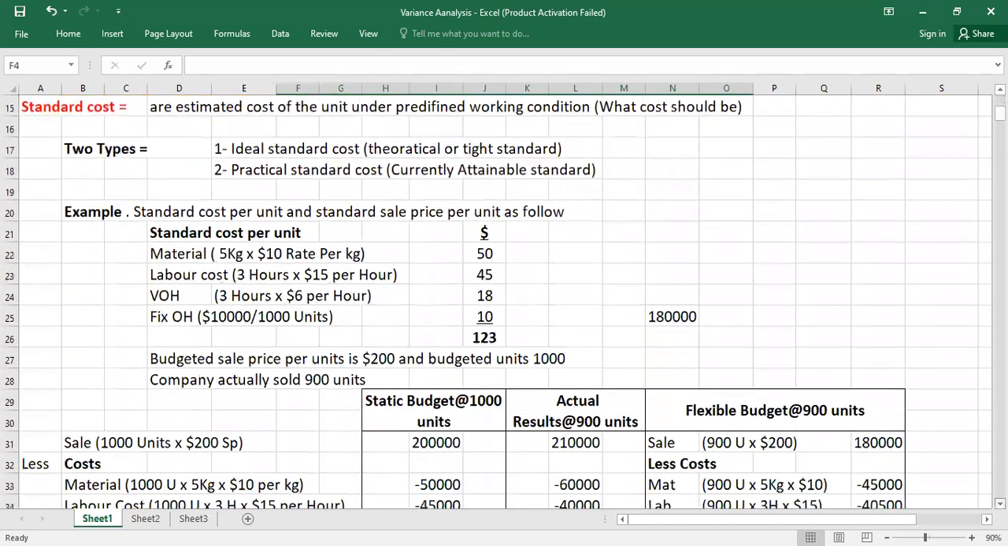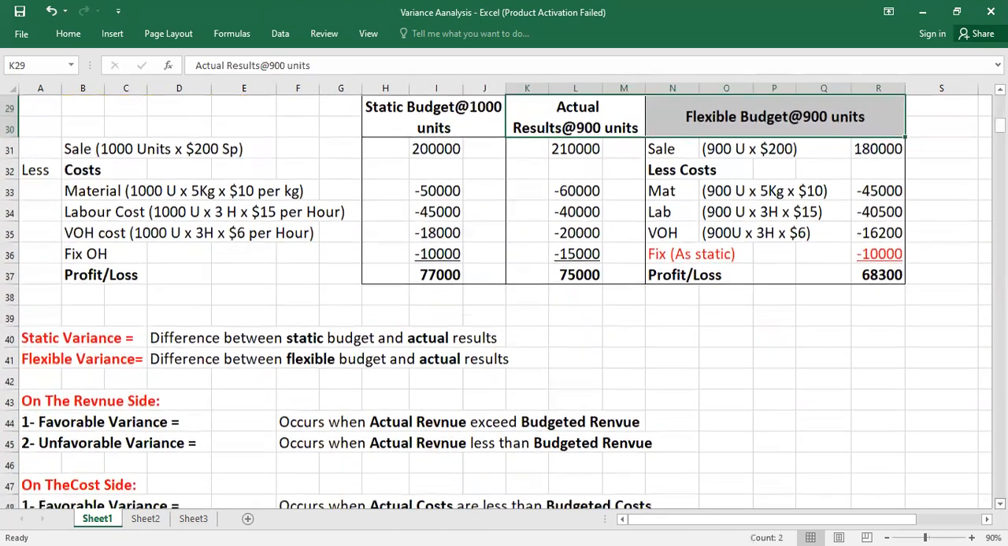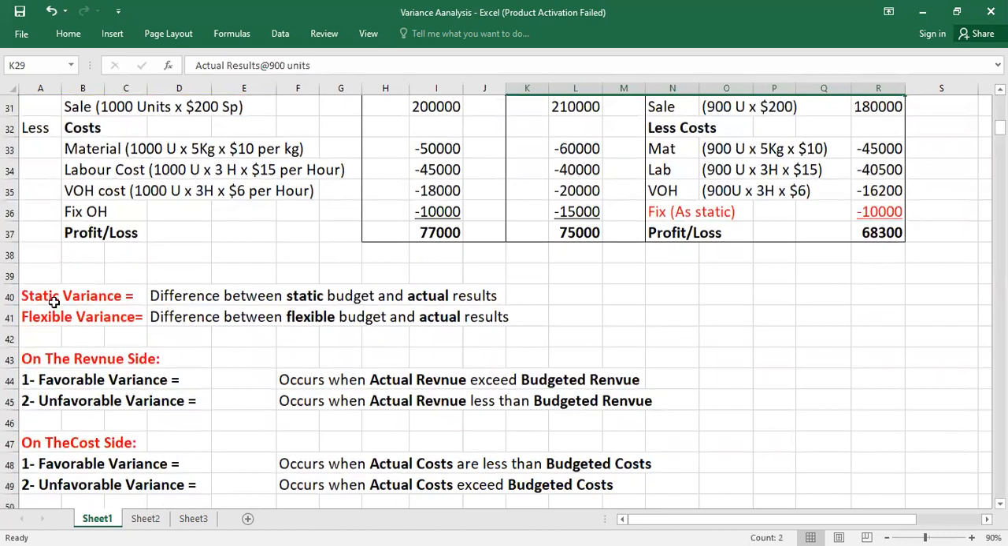Now we can see here we have two types of budget, static and flexible. Do we need to compare actual results with the static, or do we need to compare the actual with the flexible? So it depends upon the requirements in the question. So actually we have two definitions now. The first one is called static variance.